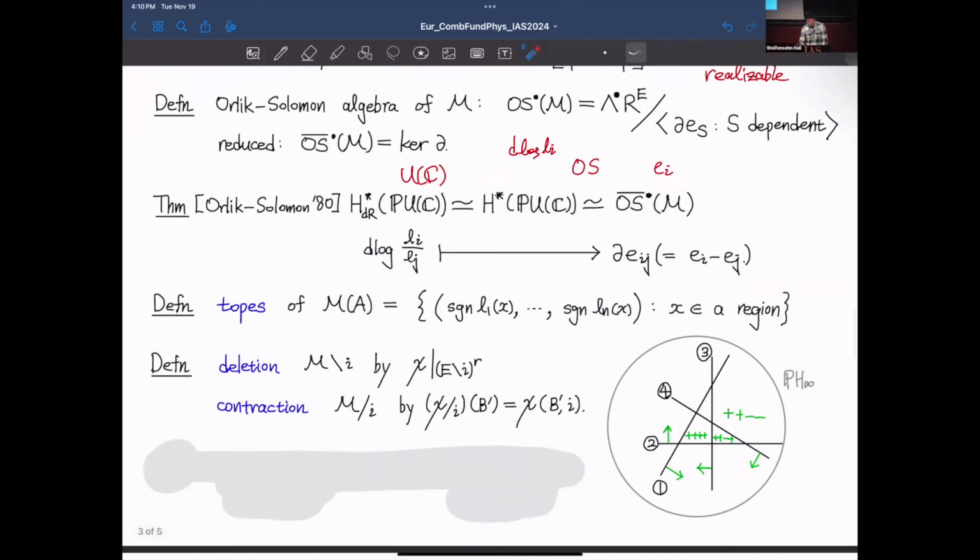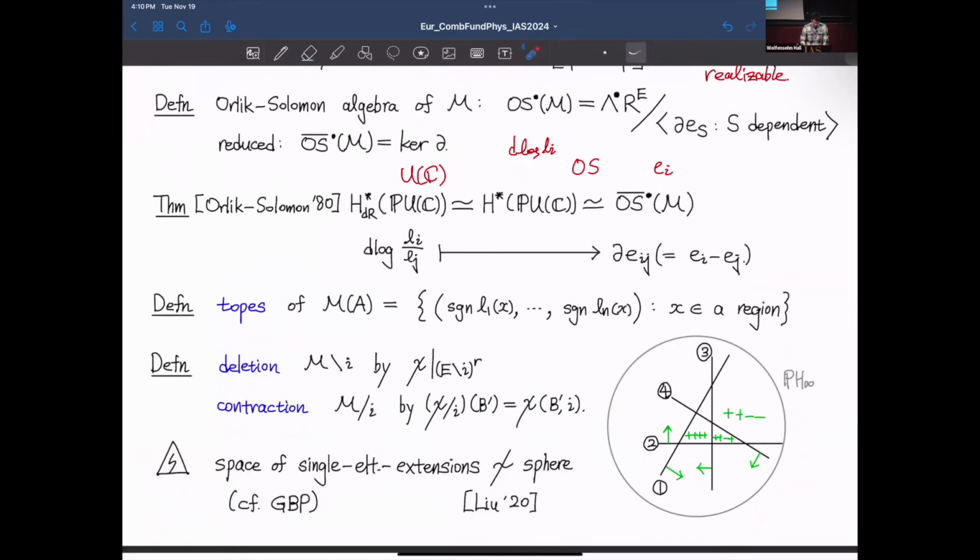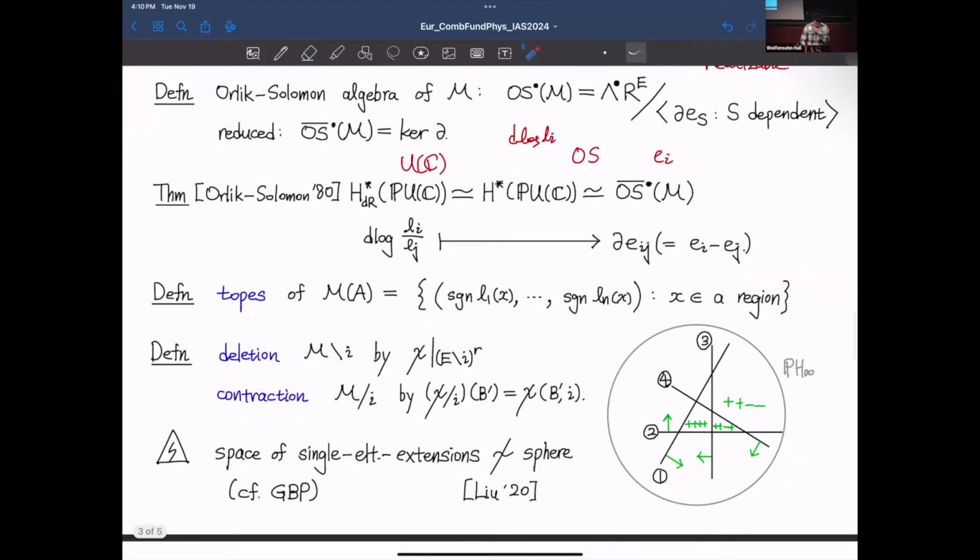Now, let me mention as a warning one of the features that doesn't just carry over from the realizable picture to not necessarily realizable oriented matroids. If one looks at what's called the space of single element extensions, so given a matroid, I can imagine all matroids with one extra element, let's say Q, such that if I delete the element Q, I get the same matroid back. So these are all single element extensions of the original matroid. And in the realizable case, what are all single element extensions? Well, I'm just adding one more vector.